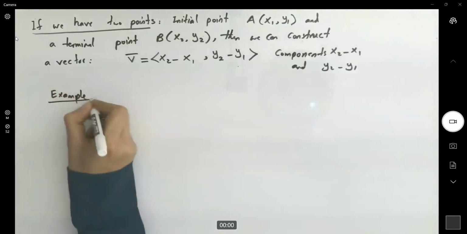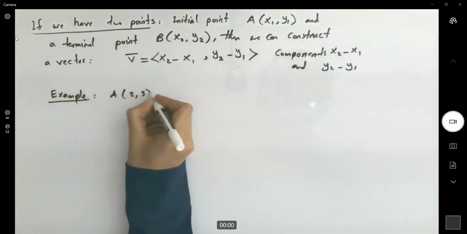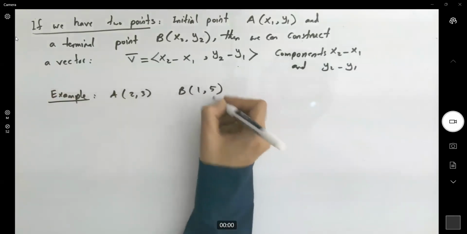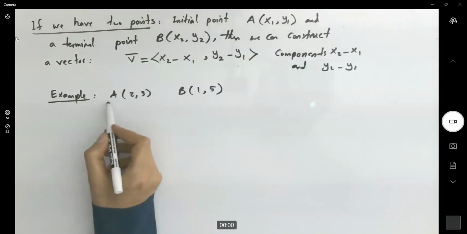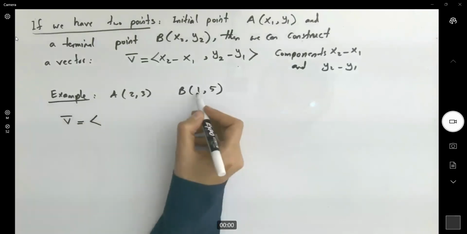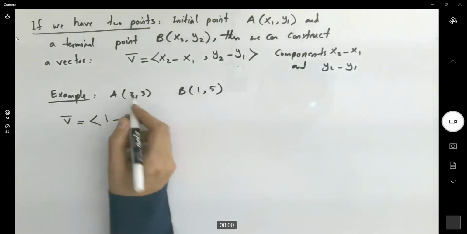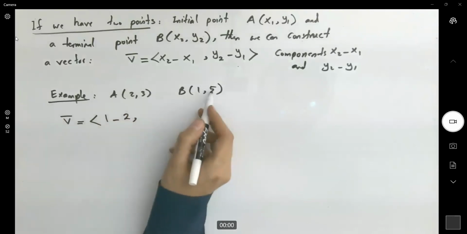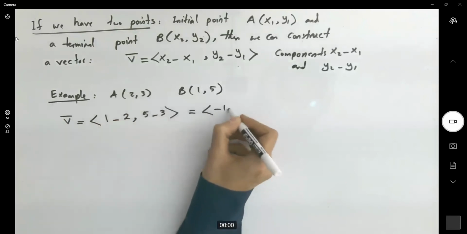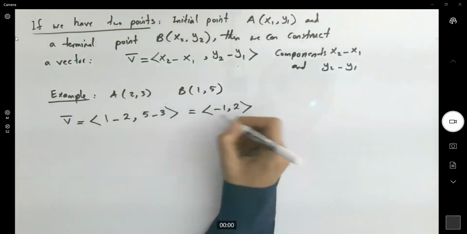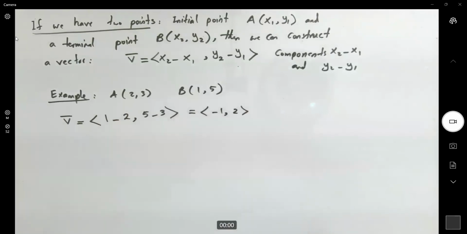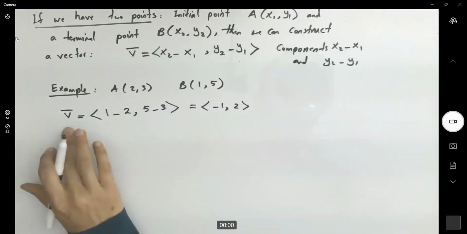if I give you the initial point as 2 and 3, the terminal point, like, I don't know, 1 and 5, you can say that, hey, this is my initial point and this is my terminal point. Vector v is going to be x2, which is 1, minus x1, which is 2, comma, y2 is 5, and y1 is 3. This vector is -1 and 2. These are the components of my vector. -1 and 2. So this is my vector.